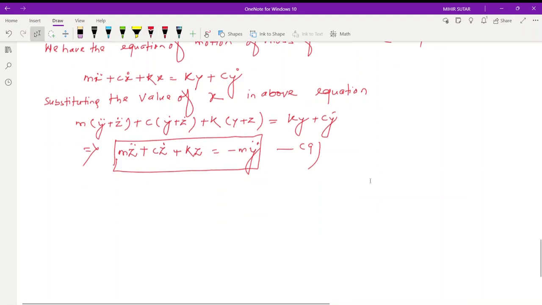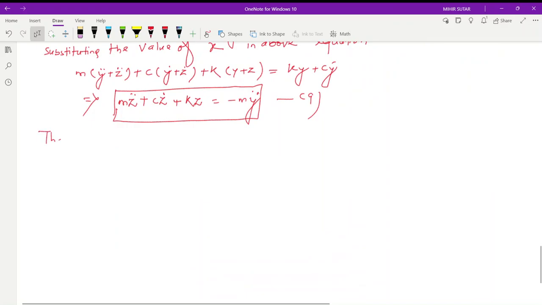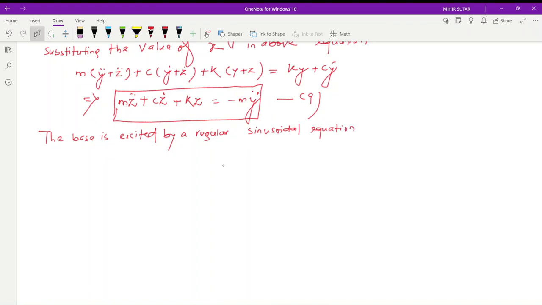Now the base is excited by a regular sinusoidal equation y is equal to capital Y sin omega t, or you can say y dot is equal to Y omega cos omega t, y double dot is equal to minus Y omega square sin omega t.